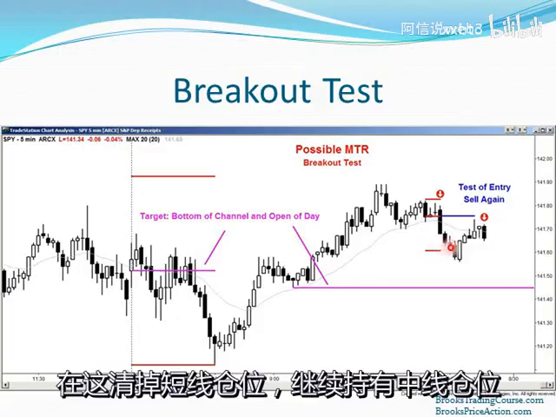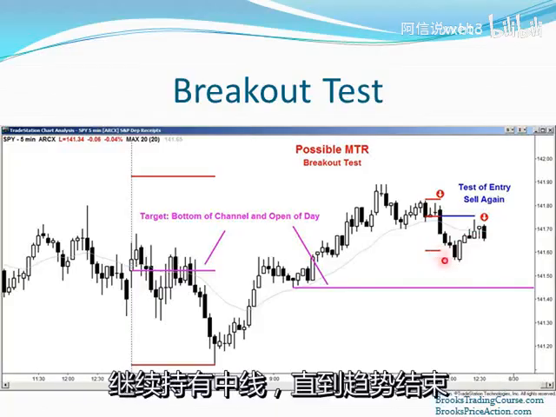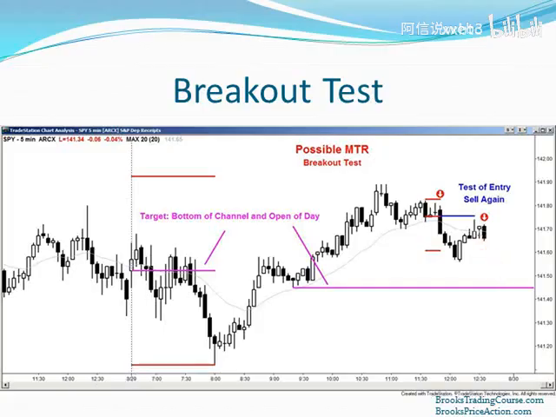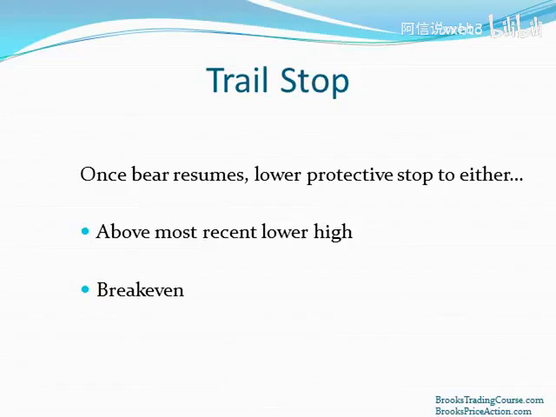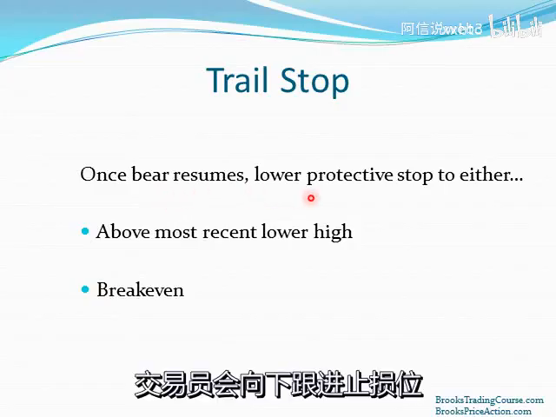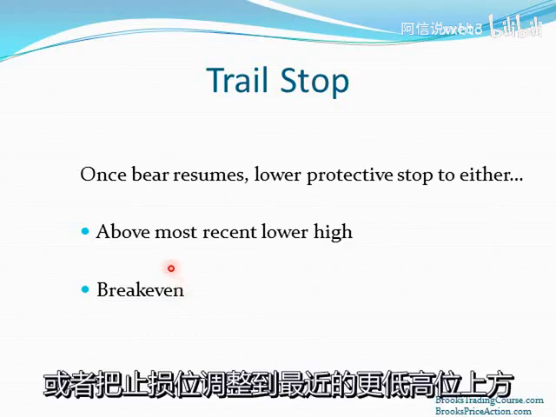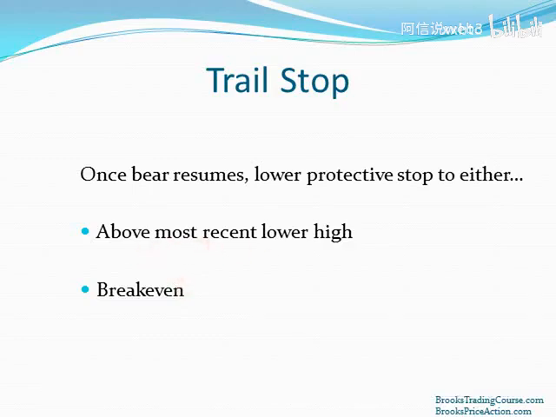Traders who took profits over here, they may put a scalp on here and hold their swing trade. So they hold the swing trade until the market stops trending, and they keep taking scalps along the way in addition to their swing trade. Once the bear resumes, traders lower their protective stops. Either they just put them down to break even and allow bigger pullbacks, or they lower their stops to above the most recent lower high.